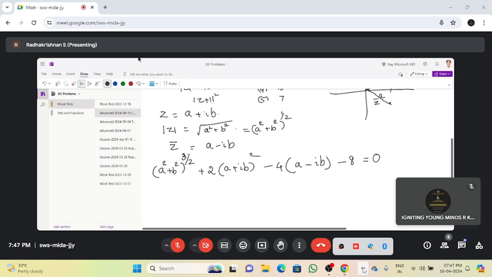And equate the real and imaginary parts individually to 0. For now we don't need to do anything with this term, we keep it as it is, because it has no imaginary part, only real. So we keep it as it is. 2 into A square... tell me the expansion of A plus IB whole square. Mano, you tell. A square minus B square plus 2ABI, right? Okay, very good. Then minus 4 into A minus IB, minus 8 equal to 0. So this is what you get.